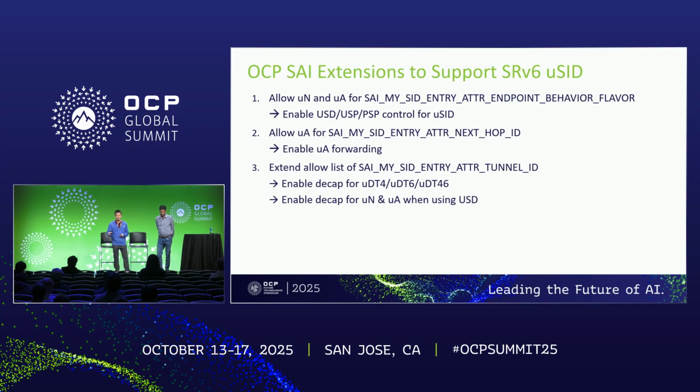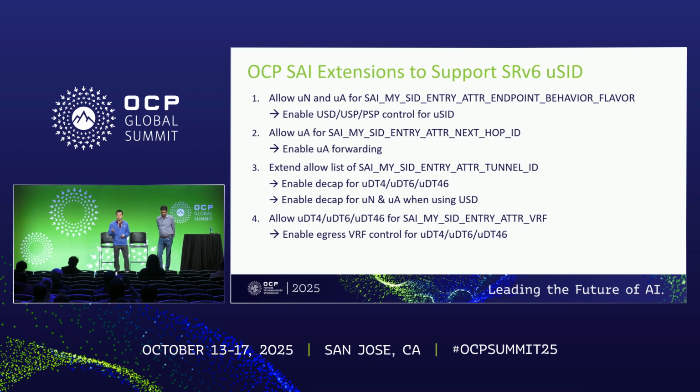And then we enable this SID entry tunnel attribute because this is the inherent attribute to allow the switch to do decap. And then we enable the UDT decap functions and also the USD endpoint flavor for UN and UA actions. And finally, we allow the UDT function family to use this SID entry VRF attribute. So that will allow you to decap the packet and put them into different egress VRFs.